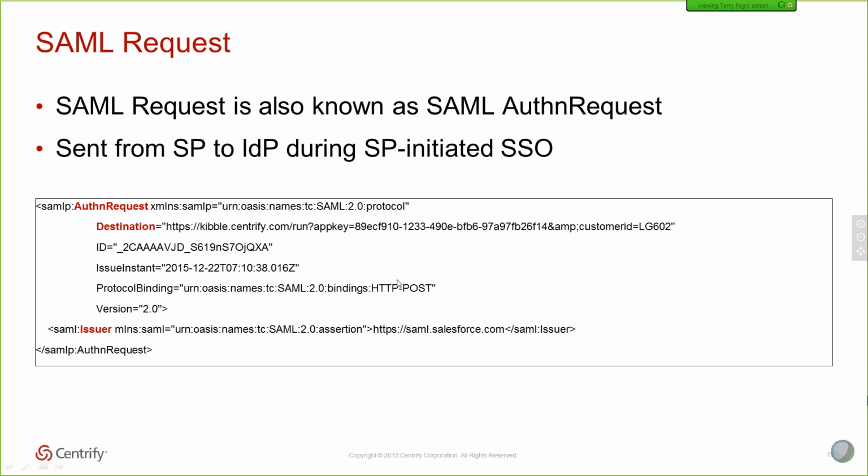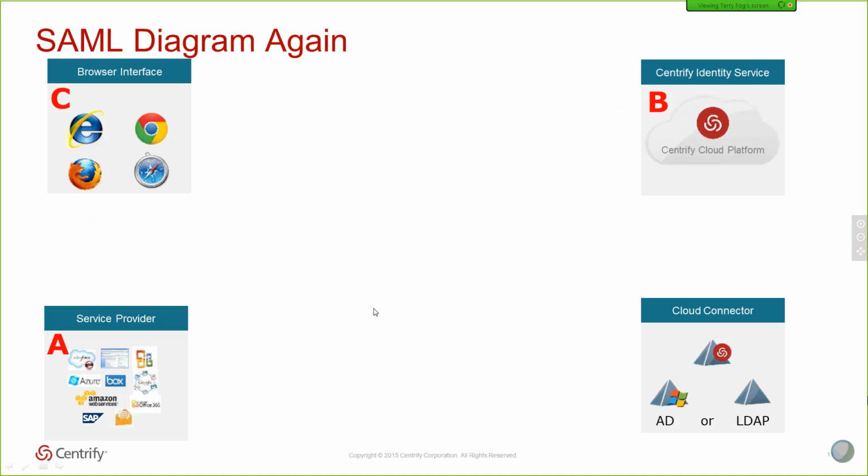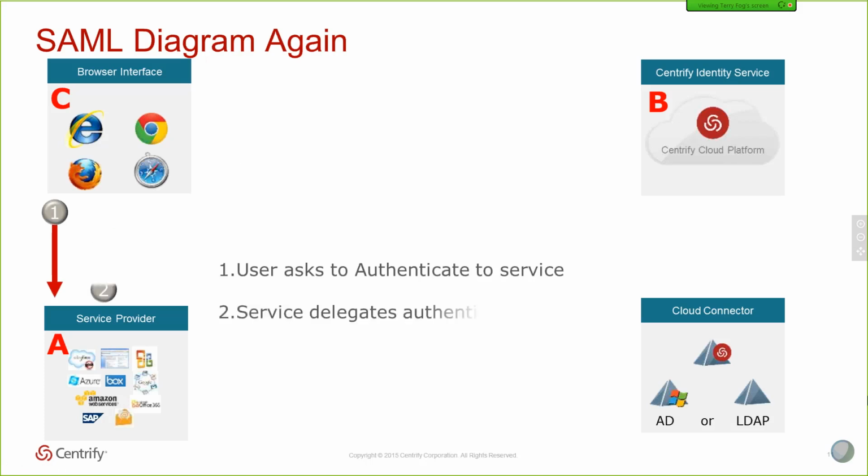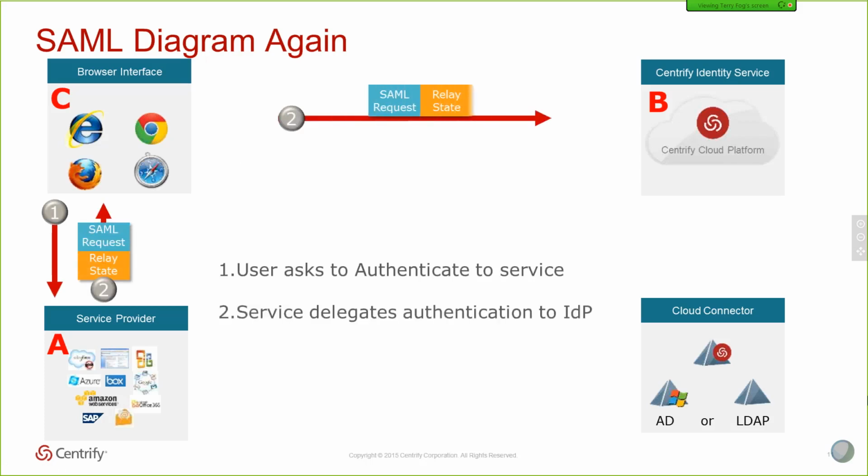So sometimes there are some interesting values here that we will take a look at in the SAML request to see if the values match our configuration or not. Okay, so back to the SAML diagram again. Now we are able to add a little more detail here, right?